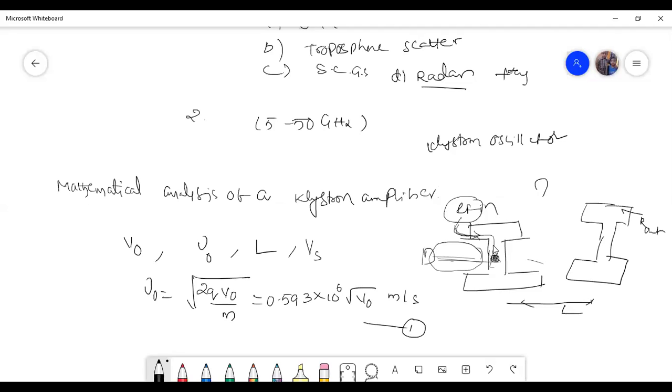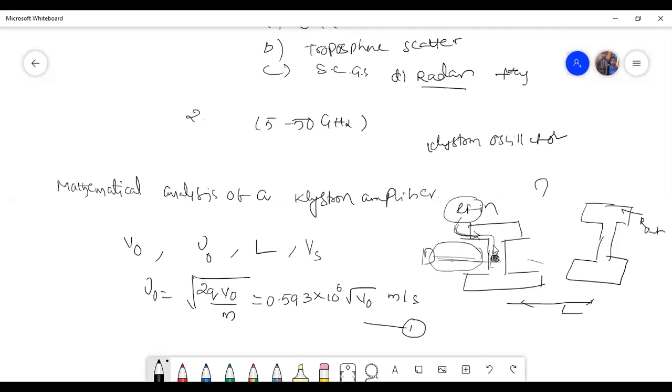One more thing: if you want to talk about the velocity modulation process, you have to go to the buncher cavity or after the buncher cavity. Before the buncher cavity, there is no velocity modulation process, because velocity modulation happens whenever the RF signal interacts with the electrons, and the RF signal interacts with the electrons only in the buncher cavity, not before it, right?